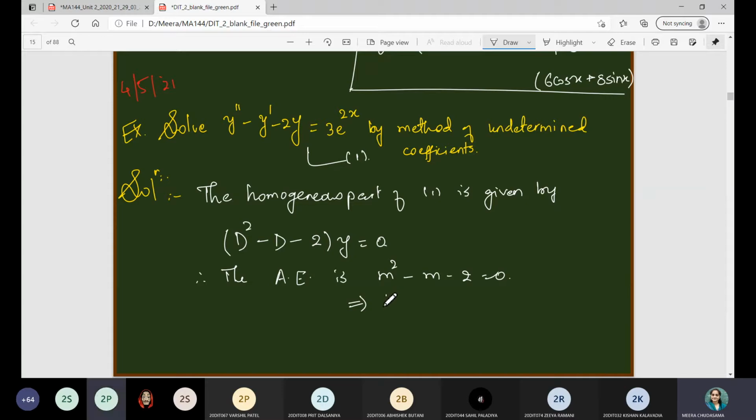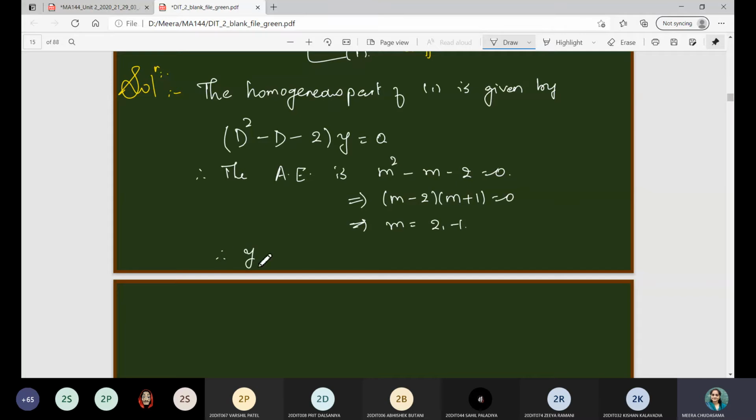2 and minus 1. Yes, 2 and minus 1. You can see that the factors will be (m minus 2)(m plus 1) equal to 0. Therefore, m is equal to 2 and minus 1 will be the two roots. And therefore, what will be the complementary function? It is c1 e raised to 2x plus c2 e raised to minus x, corresponding to these roots. You can take any order of these two functions, e raised to 2x and e raised to minus x.